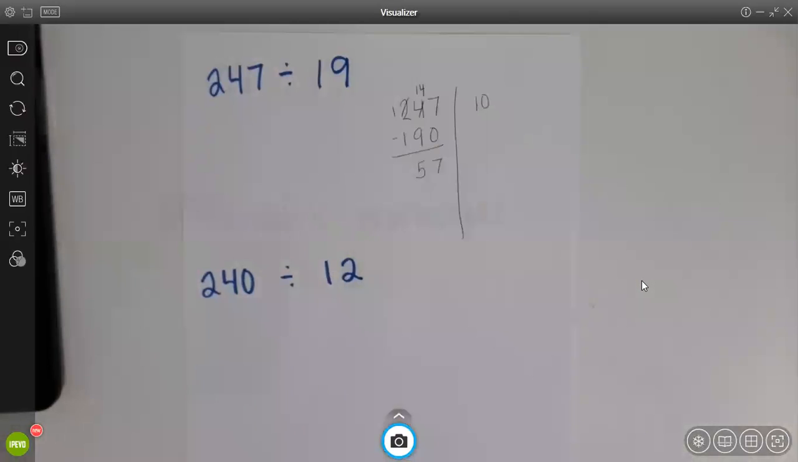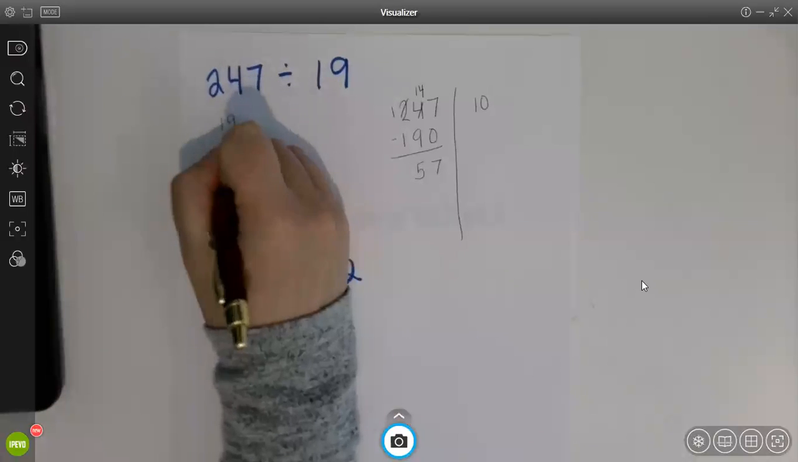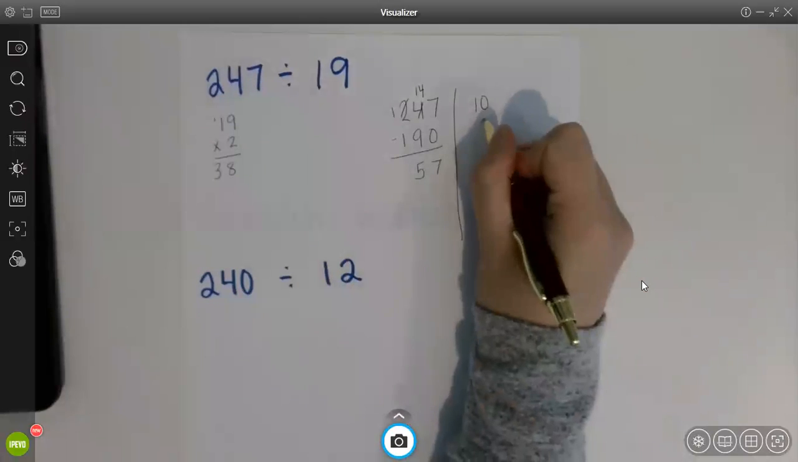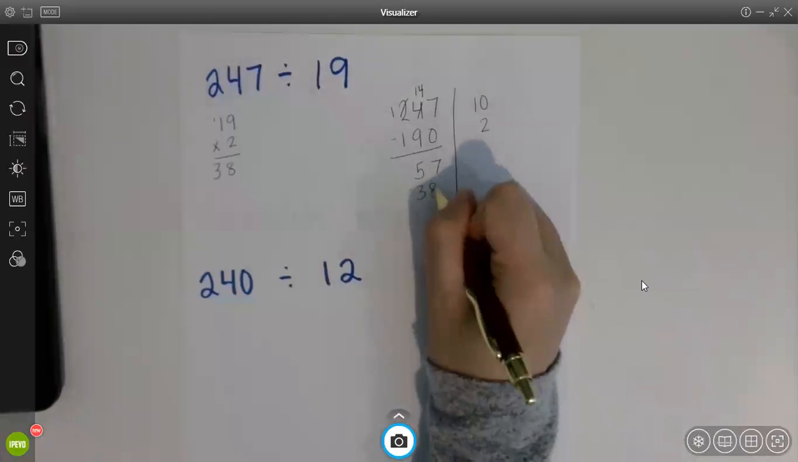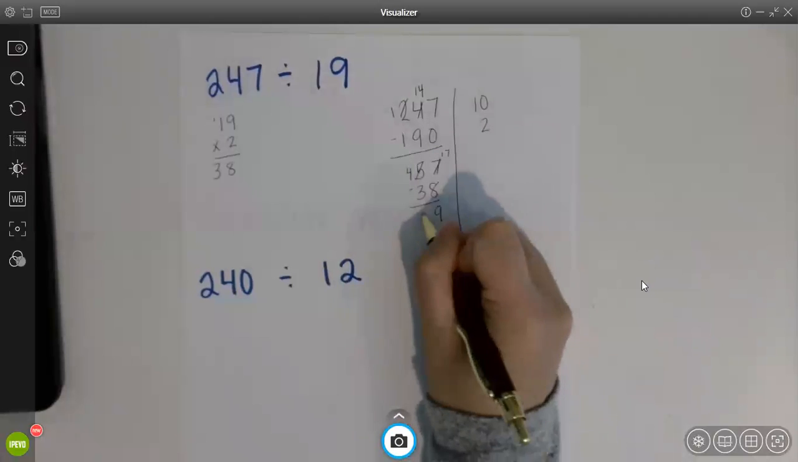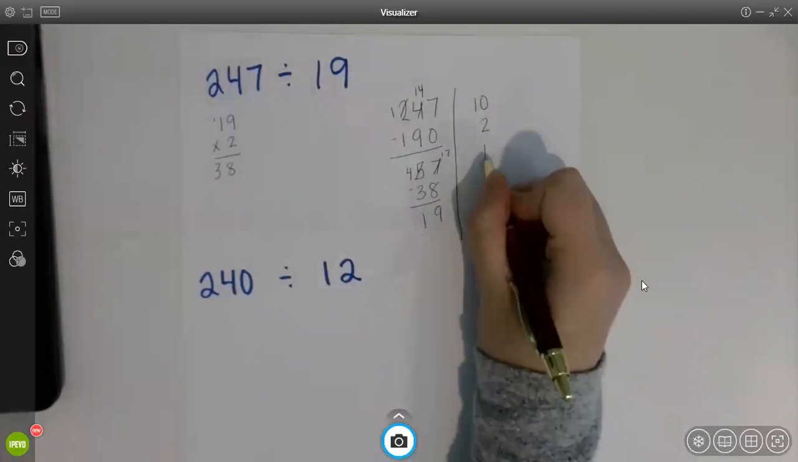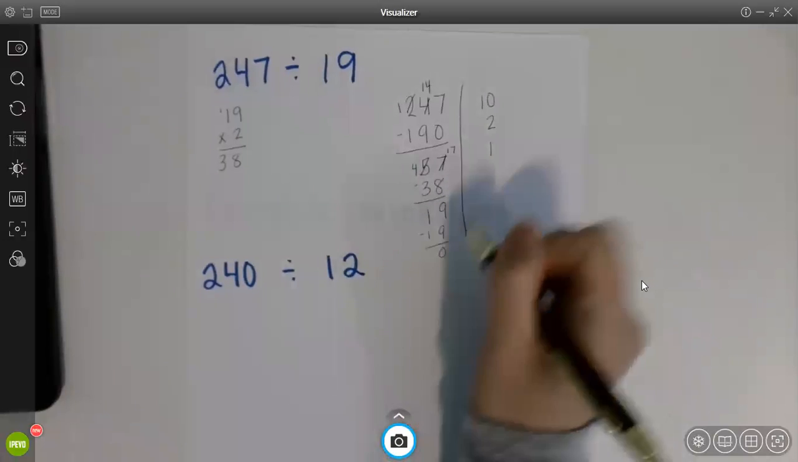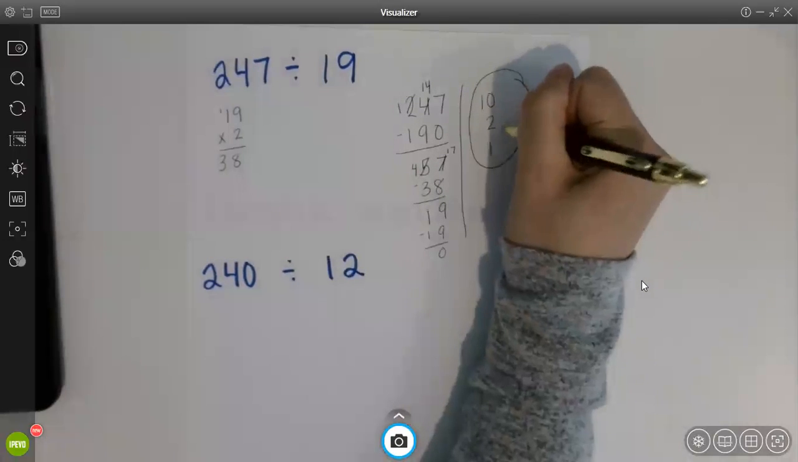I do not know off the top of my head how many 19s are in 57, so I want to take a good guess. Definitely more than 1. I'm going to start with 2. So I'm going to put 19 over here, and I'm going to multiply it by 2. And that gets me 38. So I'm going to do that and see where that leaves me. It leaves me with 19, which means there's one more 19. 1 times 19 is 19, so I'll subtract that. And my answer is right over here, 10, 2, and 1, which is 13.